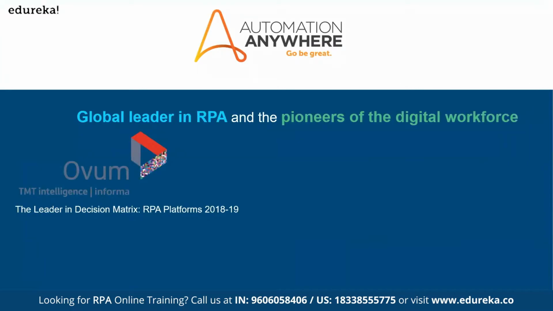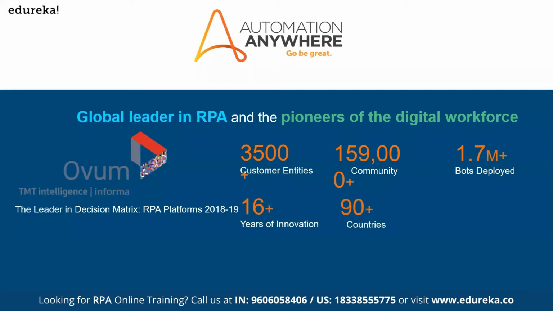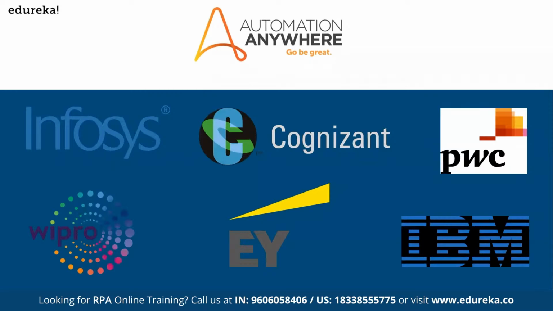What is Automation Anywhere? Automation Anywhere is actually a leading and a pioneer tool in digital workforce. OWAM is an independent agency that releases certain ratings as to which tool in the industry is best. According to this agency, the Automation Anywhere tool has a strong community, right? It has about 1.7 million plus bots that have been deployed. It has more than 1100 global partners. It is present in 90 plus countries. All the top organizations use Automation Anywhere as a tool for RPA, right?